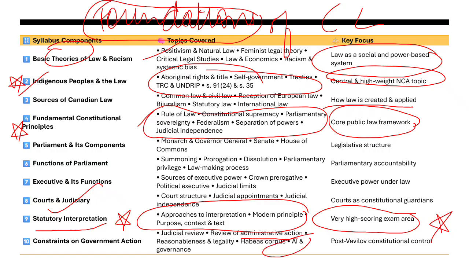So post Vavilov, the Vavilov test, which we also deal with in administrative law. So similar case, similar concept. Here also we will be discussing. So these are the 10 very simple topics. Again, I would like to emphasize this: take this subject not as a theoretical boring subject, but see this as an innovative creative subject.